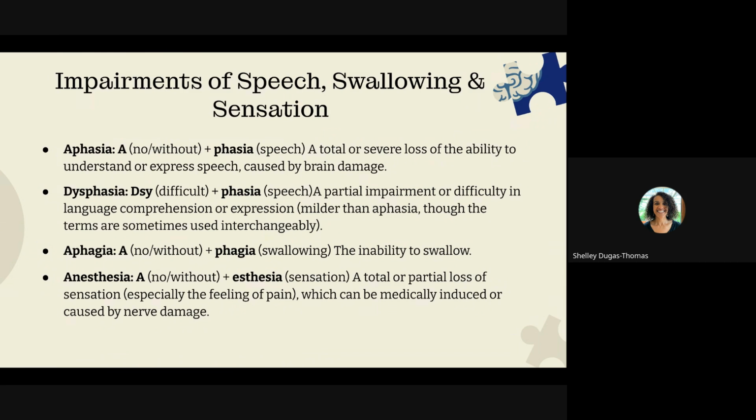Let's look at terms that look alike but mean completely different things. Phasia means speech, so aphasia is no speech, and dysphasia is difficult speech. Phagia means swallowing or eating. Look at the G versus the S. So think of GI tract. Dysphagia is difficulty swallowing. Esthesia means feeling or sensation. Put the prefix an, without, in front of it, and you have anesthesia, literally a condition without feeling or sensation.